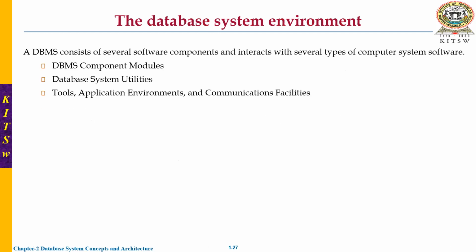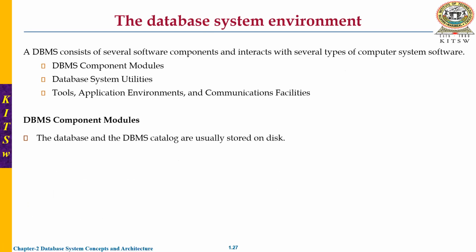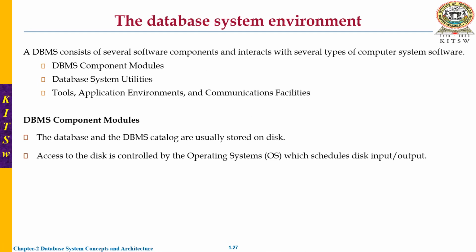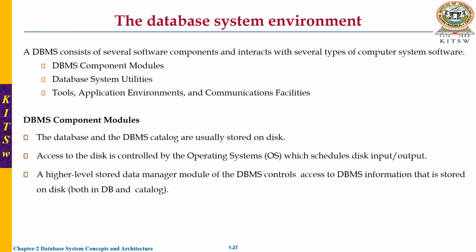Database system environment. The DBMS consists of several software components and interacts with several types of computer system software: DBMS component modules, database system utilities, tools, applications, environment, and communication facility. What are the different DBMS component modules? The database and DBMS catalogs are usually stored on disk, as we know. Access to disk is controlled by the operating system, which schedules disk input or output. A higher level stored data manager module of the DBMS controls access to DBMS information that is stored on disk, both in the database as well as the catalog.